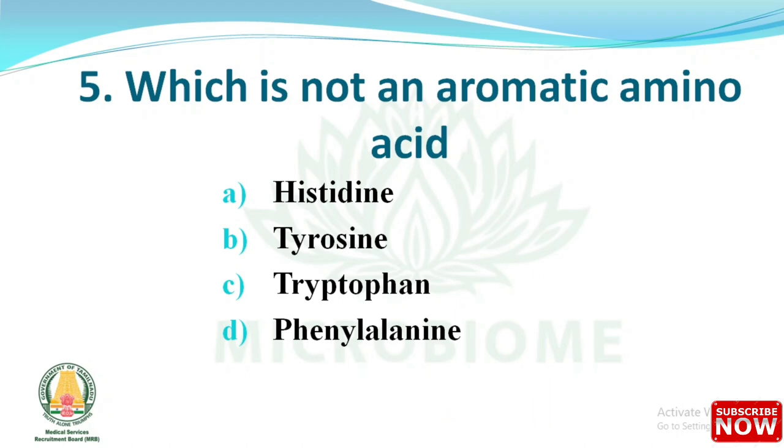And next question, which is not an aromatic amino acid? The options are histidine, tyrosine, tryptophan and phenylalanine. The right answer, option A, histidine. Tyrosine, tryptophan and phenylalanine are aromatic amino acids.